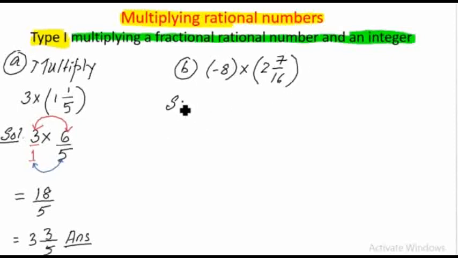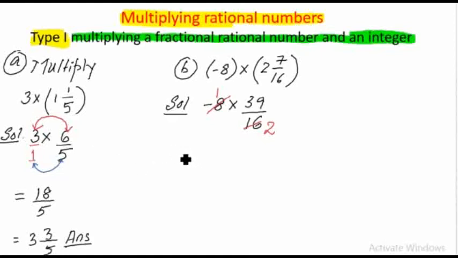So first we write minus 8 into, now convert this mixed fraction into improper fraction. So 2 into 16 is 32. 32 plus 7 is 39 upon 16. Now here we can see this numerator and denominator we can cancel because it is coming in table of 8. So 8 1 times, 8 2 times.